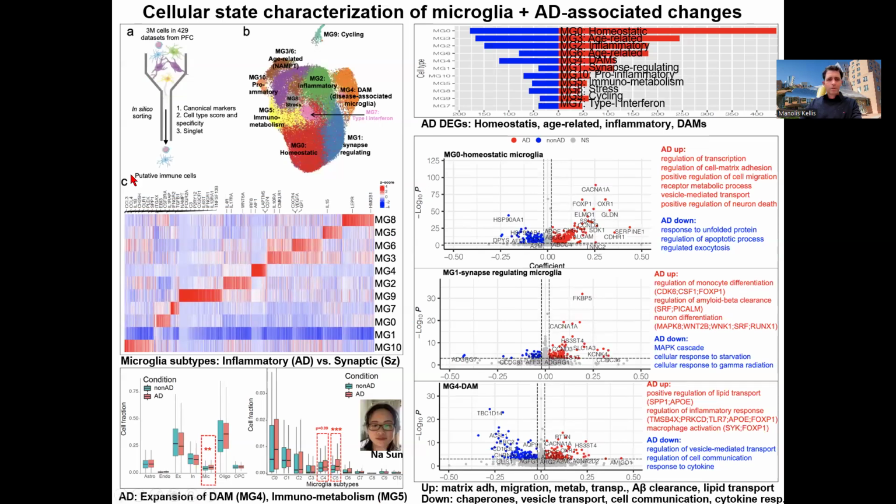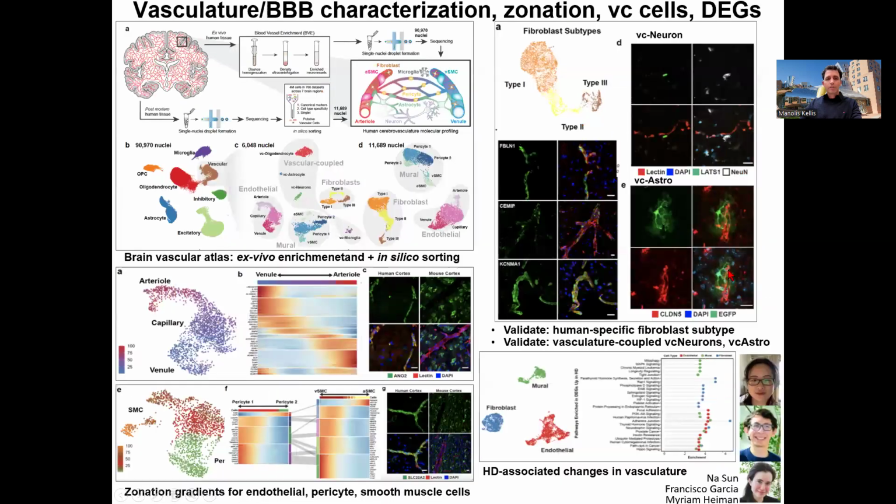And this is looking at different subclasses of microglia. This is looking at vasculature. This was published in Nature a year and a half ago. Basically looking at the differences in expression in the vascular cells.